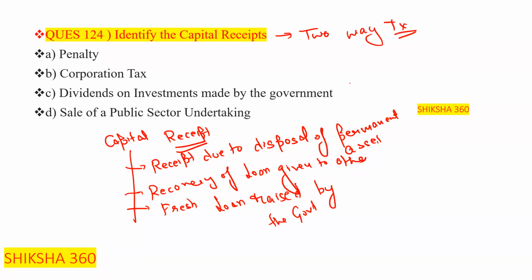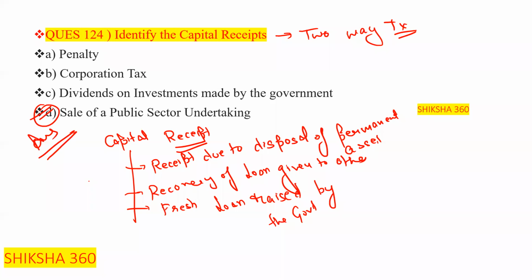First of all, money is given and then it is to be returned. So basically, identify the capital receipt. Penalty, corporation tax, dividend on investment made by the government, or sale of a public sector undertaking. Sale of a public sector undertaking basically comes under disposal of a permanent asset. So this one is our correct answer.